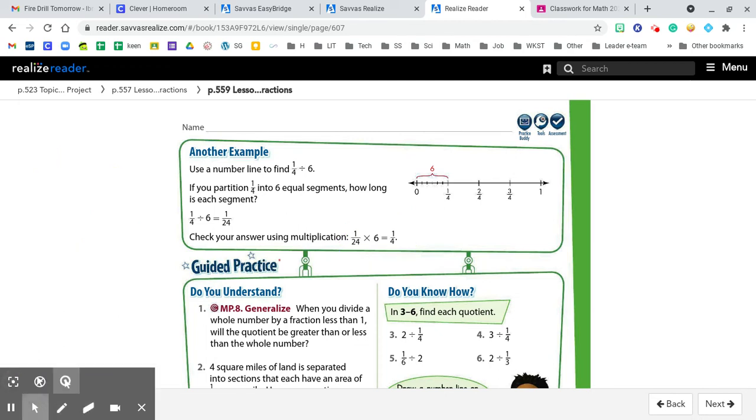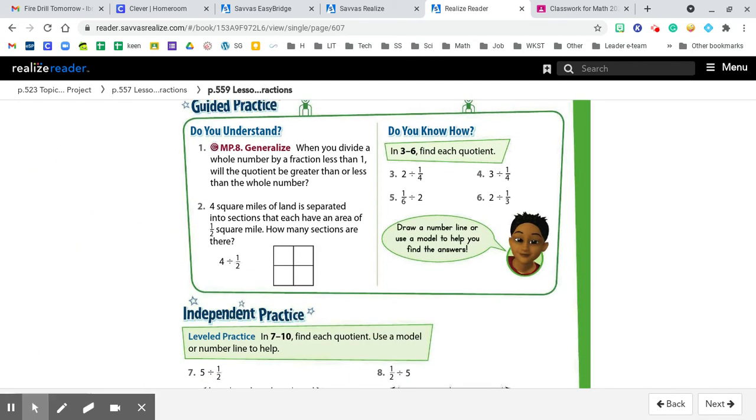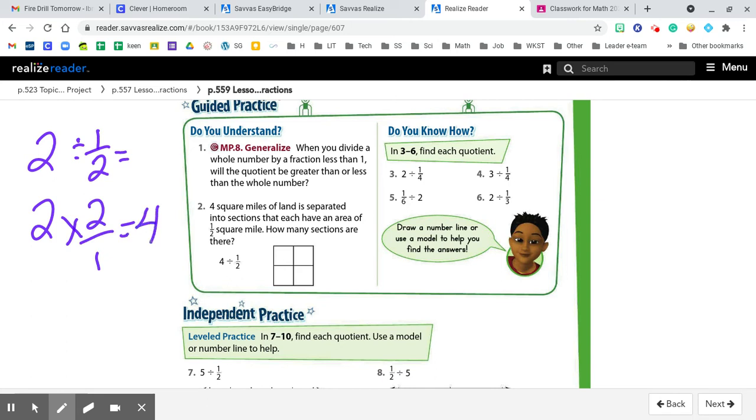So let me get down a little bit here into the guided practice. When you divide a whole number by a fraction less than 1, will the quotient be greater or less than the whole number? So let's say the number 2 divided by a fraction. 2 times flip. Is the quotient greater or less than the whole number? It's always going to be greater. And what I did there was I just used an example. If I'm not sure, I'm going to try it out and see what I get.